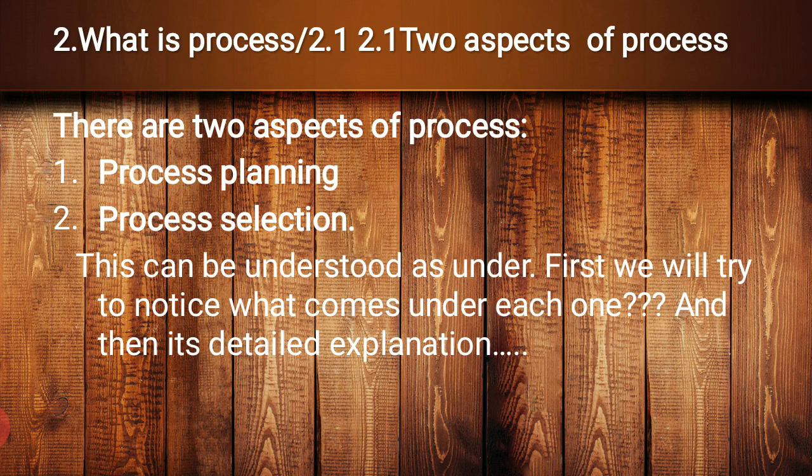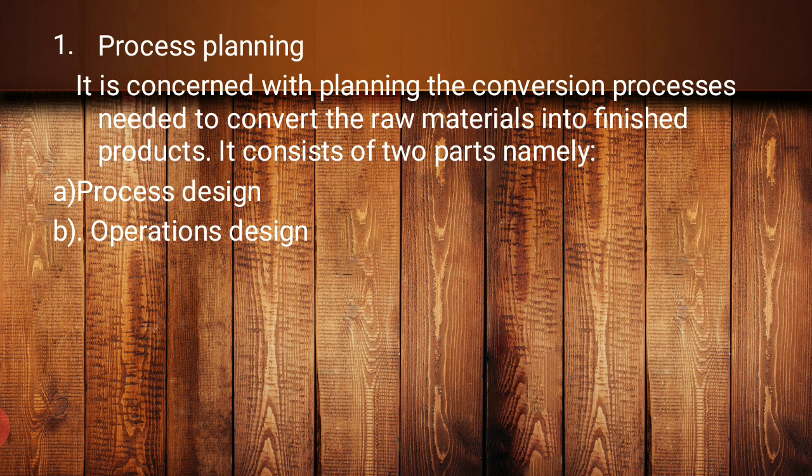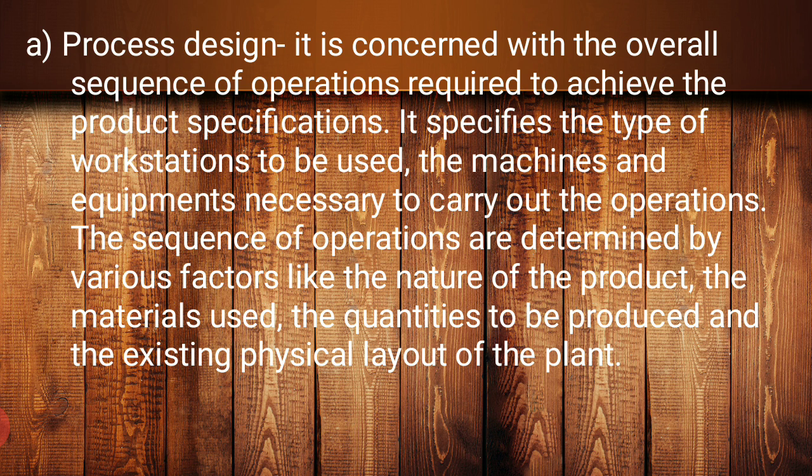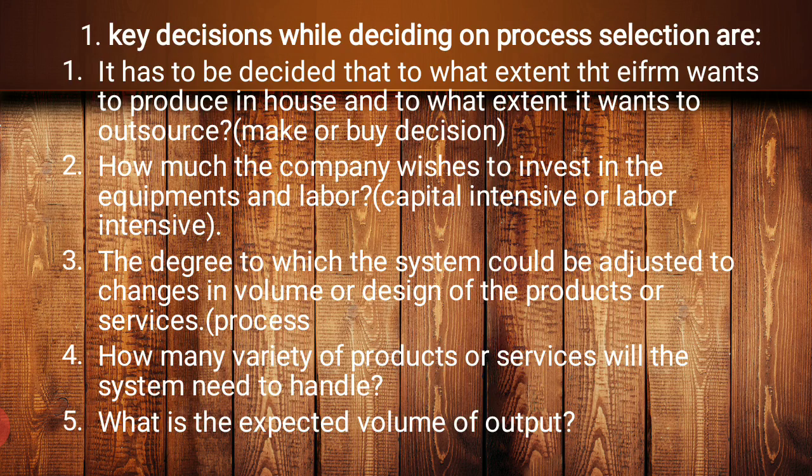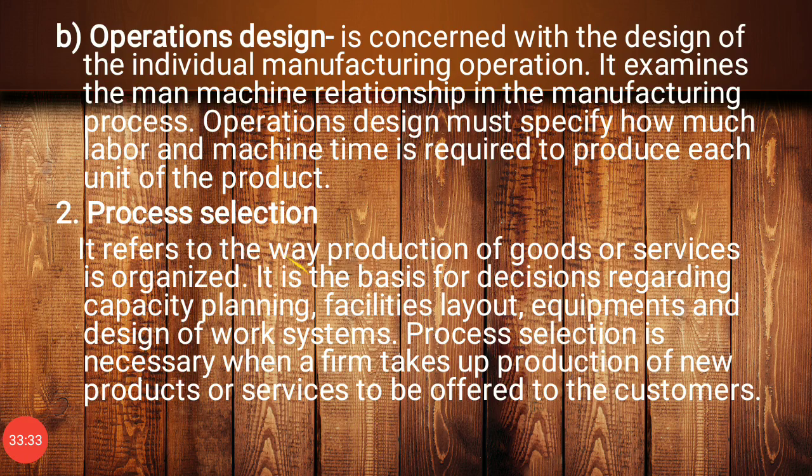And at the end we have seen two aspects: process planning and process selection. Process planning can be further divided into two aspects: process design, a wider term, and operation design, stage wise, which tells us about the man-machine relationship. And process selection, as I told you, is a wider term. Process selection means which method you want to use, how you want to produce, and at that time key decisions are taken depending upon these five different questions or aspects that any manufacturer has to keep in mind. All right, so that's the end of the lecture today.